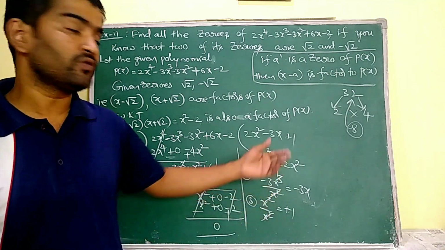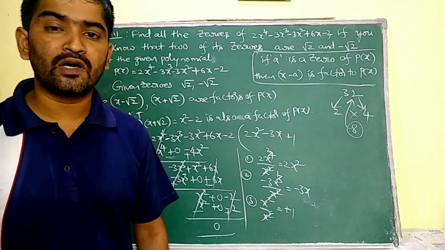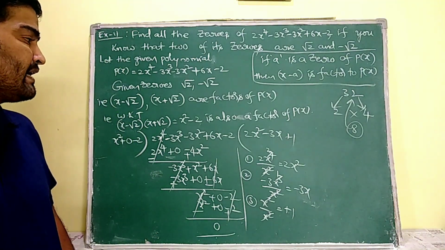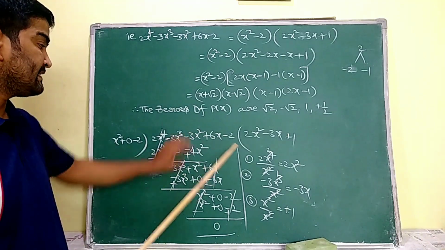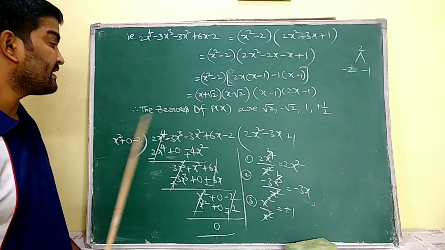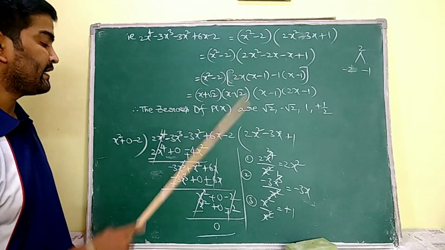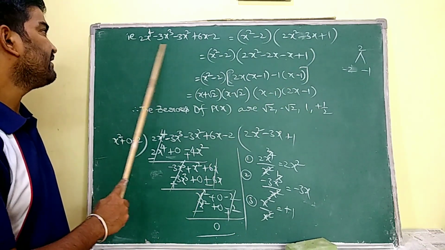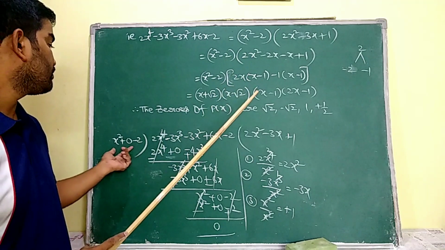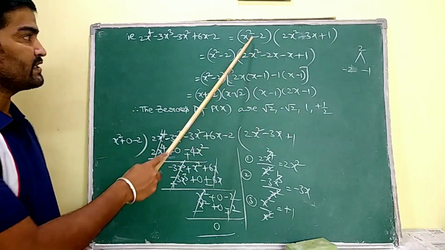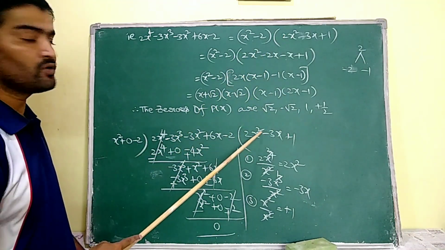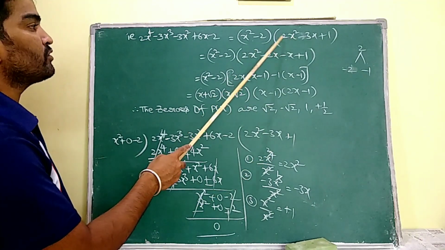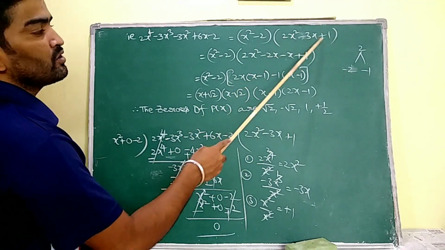Now we have to factorize the quotient to obtain the remaining two factors, that means the zeros. So the dividend is equal to divisor into quotient. We have to write it as the remainder is 0, and we need not add that remainder. So the dividend is equal to the divisor into this quotient: x square minus 2 into 2x square minus 3x plus 1. So now I have to factorize this quotient value.